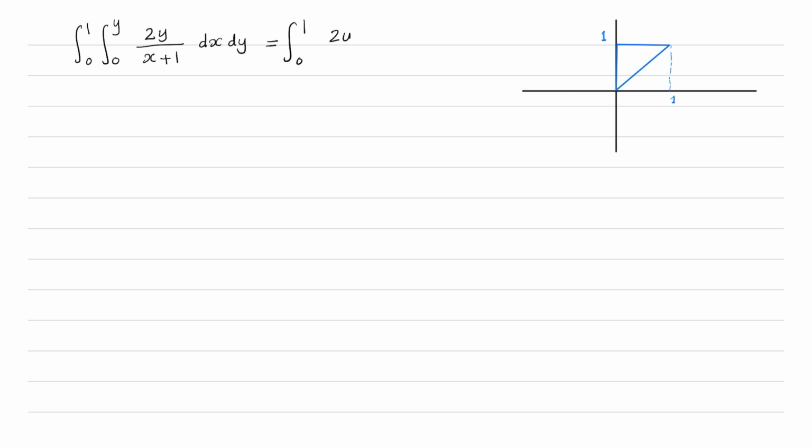Well, 2y is a constant when we integrate with respect to x, and the integral of 1 over x plus 1 is ln of x plus 1. And of course we are integrating from x equals 0 to x equals y. And then we have to integrate the resulting function with respect to y. So at x equals 0 we get ln of 1, which is 0, so we are left with 2y ln of y plus 1 dy.